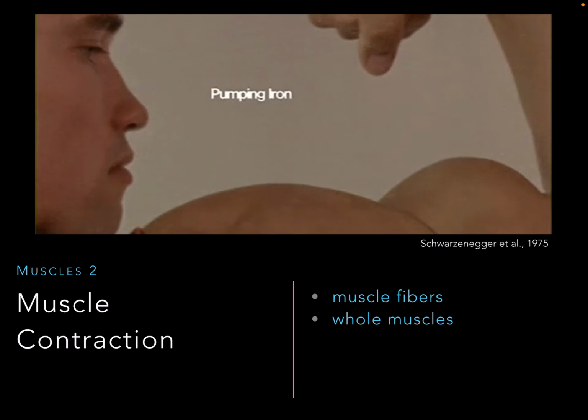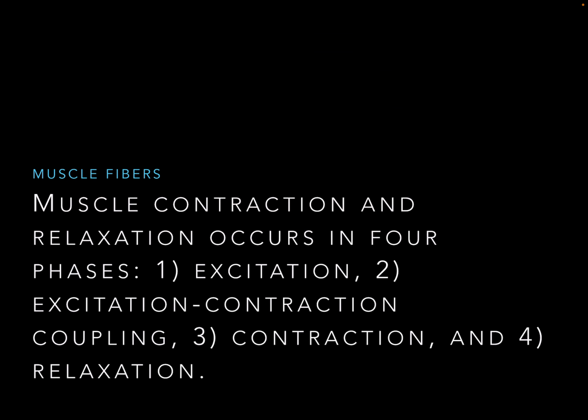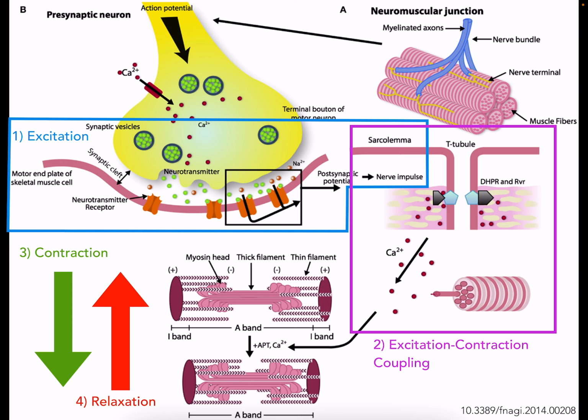All right, this video is going to cover muscle contraction. We'll go through the phases that go on at the level of a muscle cell, the muscle fiber, and then we'll go through contraction of whole muscles. So contraction involves, first of all, coupling the motor neuron excitation to the excitation of the muscle, and then spreading that throughout. That's phase 2, excitation-contraction coupling. The actual movement of actin and myosin, the contraction, and the relaxation of those fibers.